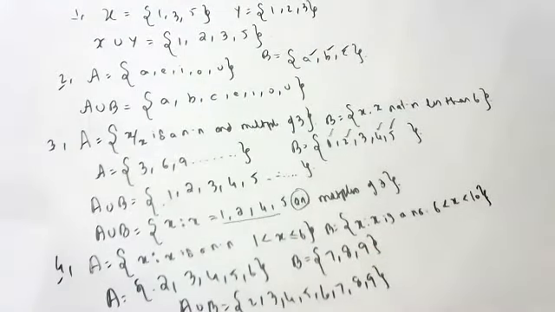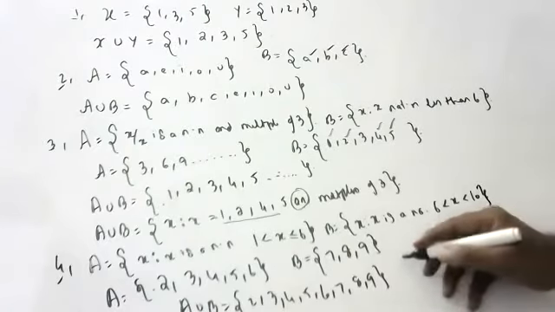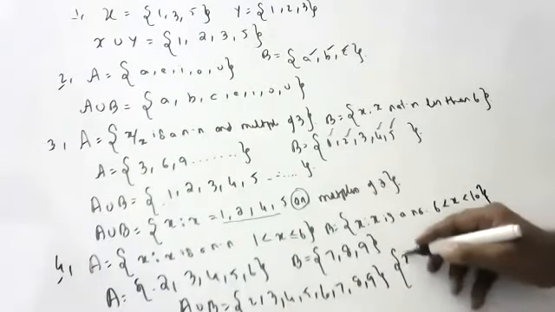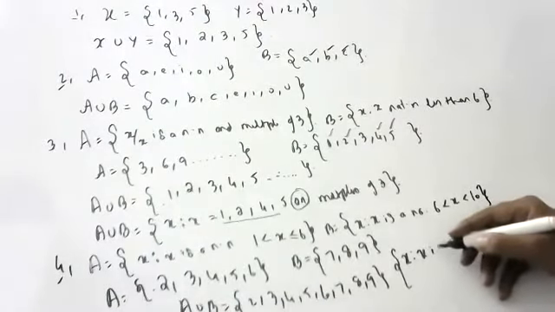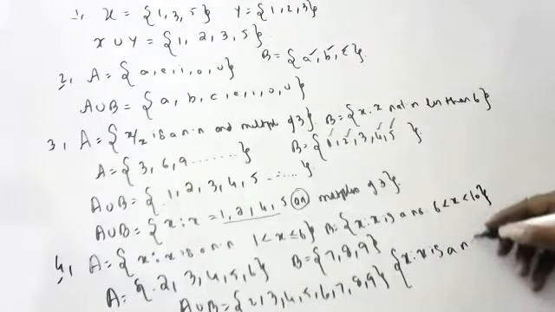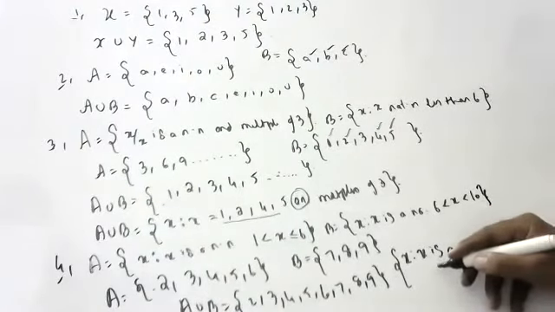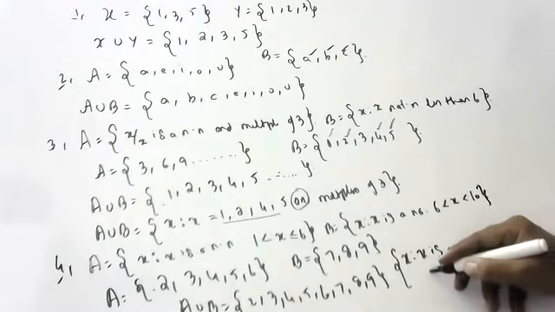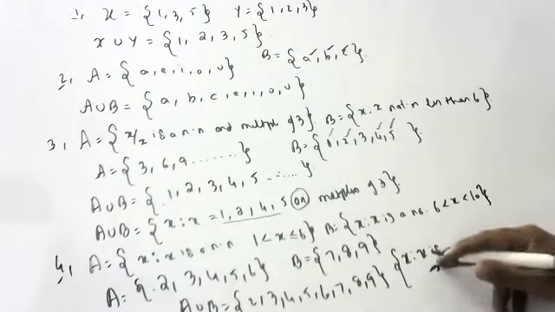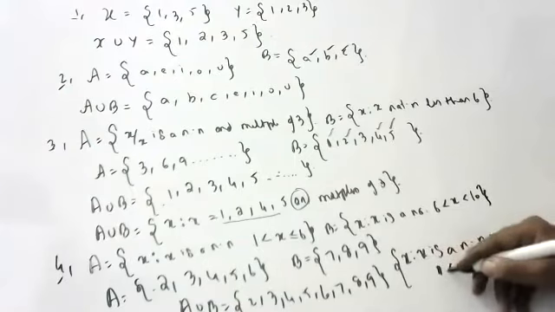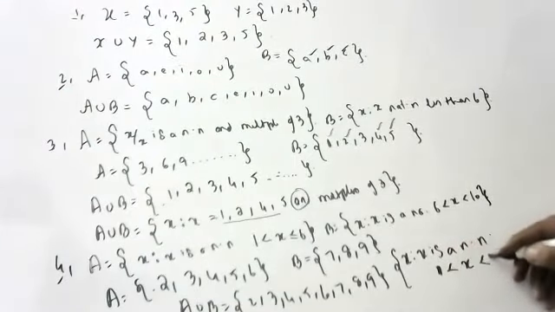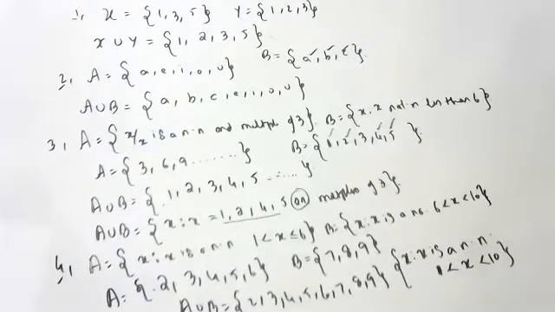Now I want this in set builder form. Anyone? X such that X is a natural number greater than 1 and less than or equal to 9. Can I write like this, children?